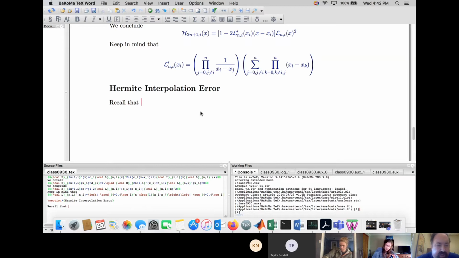Well, first I'll bring back a formula for regular or Lagrange interpolation.